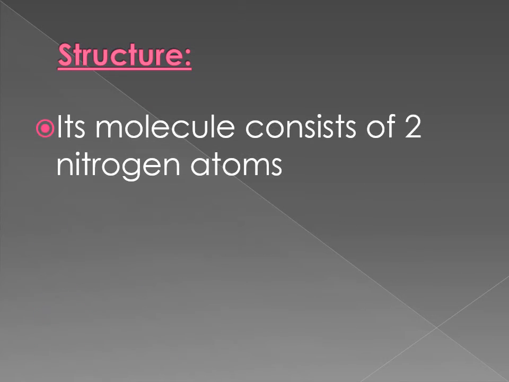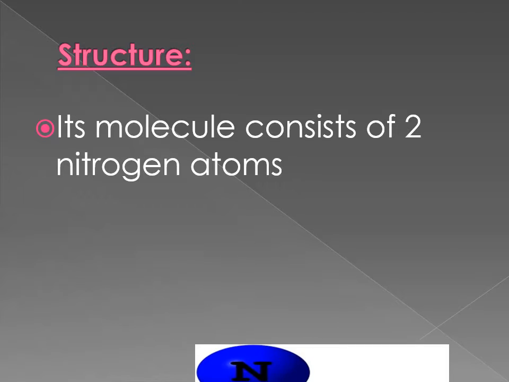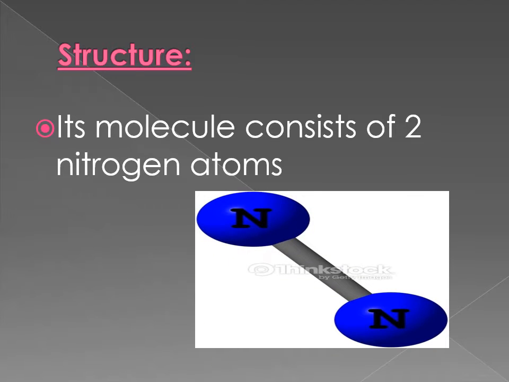Let's know about the structure of nitrogen. Its molecule consists of two nitrogen atoms. This means that it has how many atoms? Two nitrogen atoms. And its symbol is N2. N2 means two nitrogen atoms.